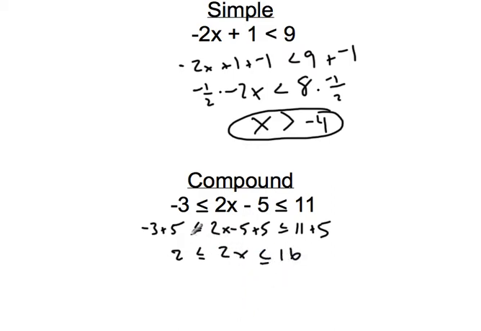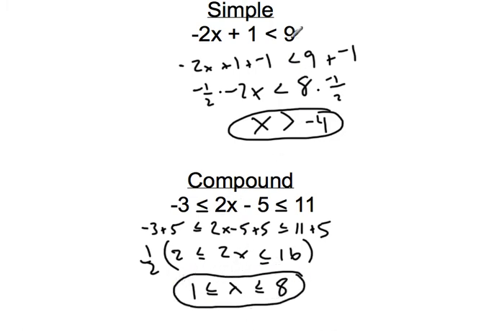Alrighty, we now need to multiply everything by 1/2 using the multiplication property of inequality, and because that's a positive number, nothing is going to change with my inequality signs. They're going to remain less than or equal to, both of them. So 1/2 times 2 is 1, 1/2 times 2x is 1x, and 1/2 times 16 is 8. So there is our solution. Okay, and that is how you solve both simple and compound inequalities.